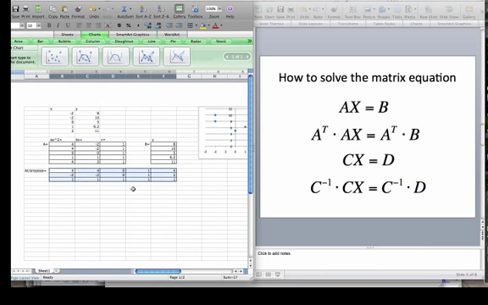What do I need to do with A transpose? Let's multiply it on both sides of the equation. So I need to multiply A transpose times A and A transpose times B. A transpose times A, we said we would call C.